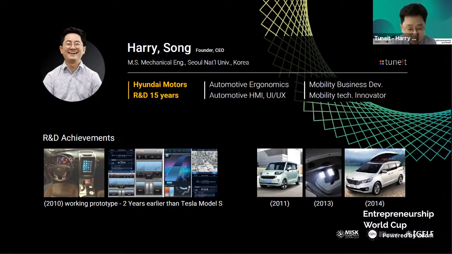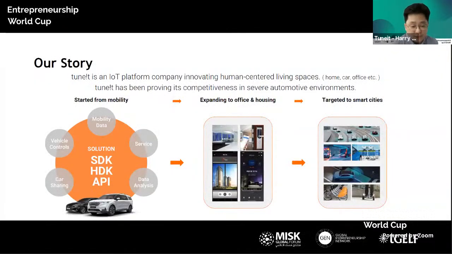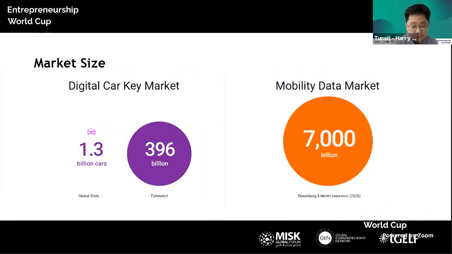After several new car projects, I witnessed the very early stage of transition to mobility business, and eventually it led me to spin off. TuneIt is an IoT platform company innovating human-centered living spaces. We started from mobility because the car itself is a moving and connecting space between homes and offices, and we are heading to smart cities. We are focusing on 2 major markets. The first one is the digital key market, which is our very first step. Above 1.3 billion cars, we are looking at a 400 billion market, and Bloomberg and Meritz estimated the market based on mobility data will reach up to 7,000 billion.